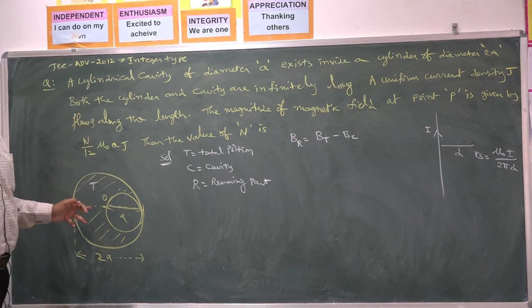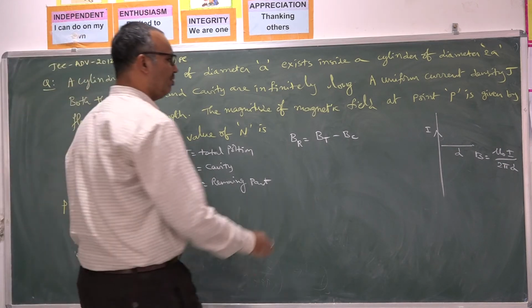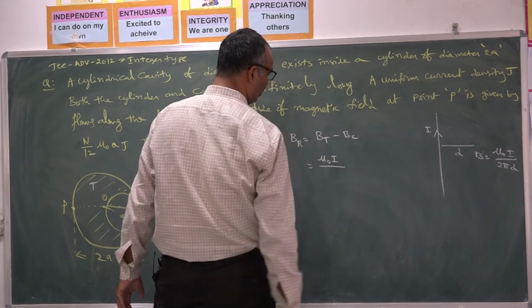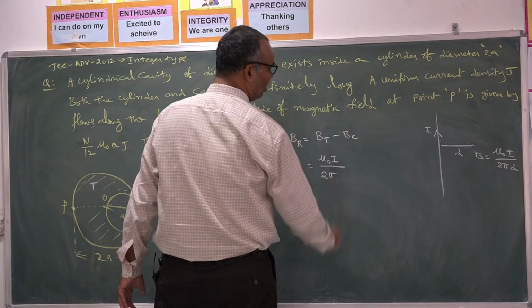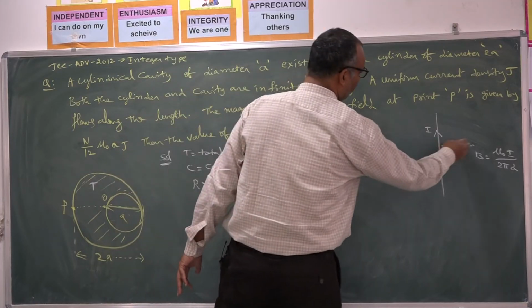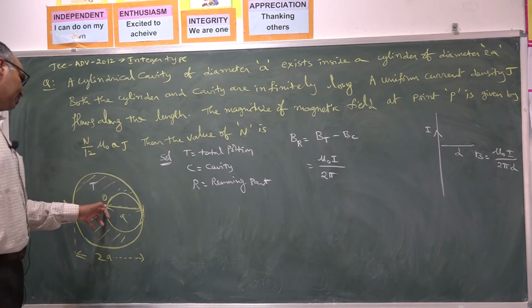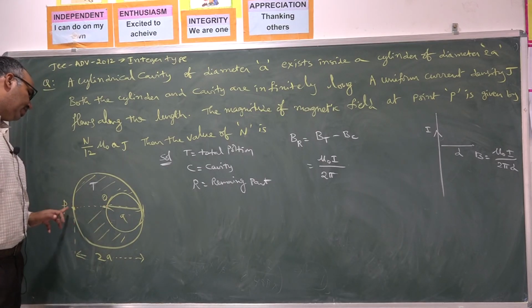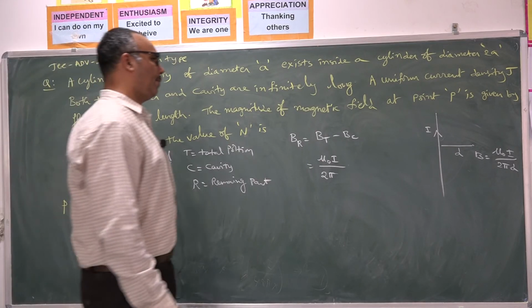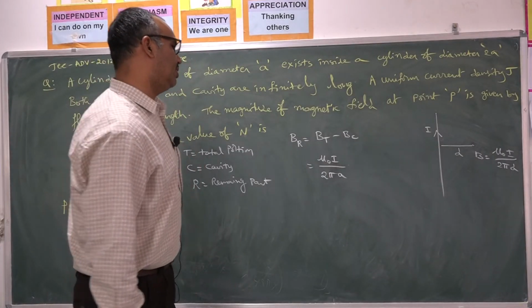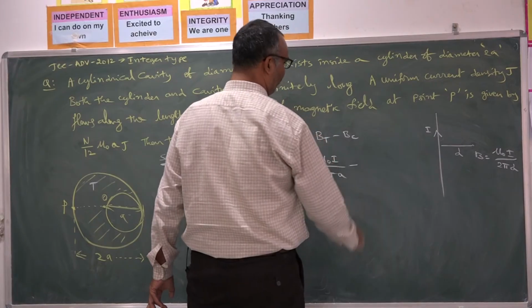If suppose the entire cross section is filled with material without having any cavity, what is the strength of the magnetic field as per the formula? Mu naught I, where I is the current passing through it, by 2 pi D, where D is the distance of the point from the center of the conductor. The center of the conductor is here. Distance of the point from the center is A, so 2 pi A, minus magnetic field due to cavity.